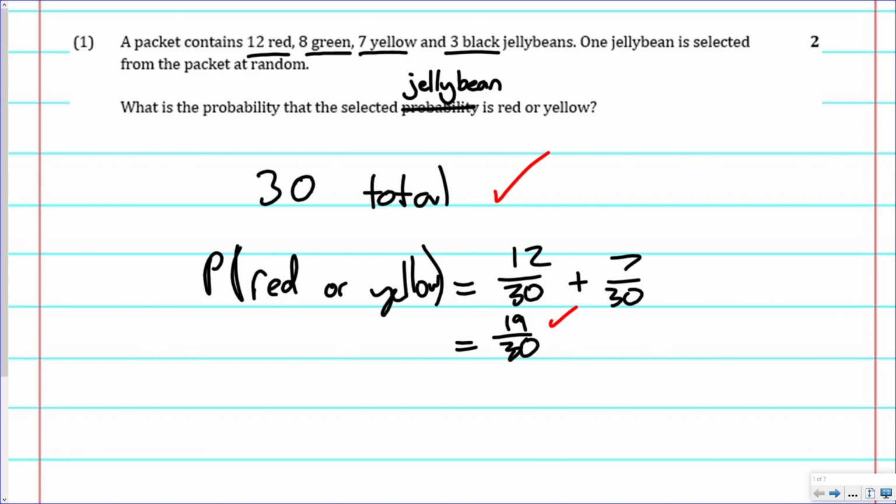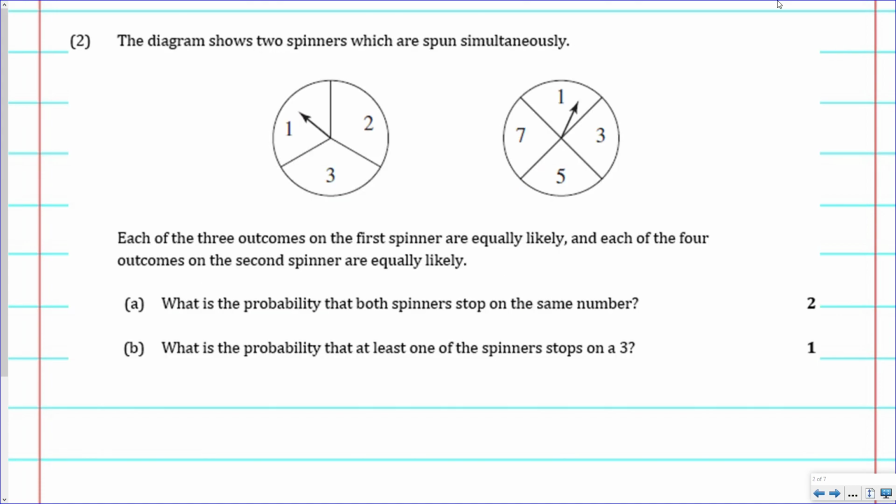Going to question 2, we see that the diagram shows 2 spinners that are spun simultaneously. Each of the 3 outcomes are equally likely. We can kind of see that in the shape. We can see that in that first spinner, they're cut into exact thirds, and the other spinner is cut into quarters as well. So they're all pretty much equally likely. So what is the probability that both spinners stop on the same number?